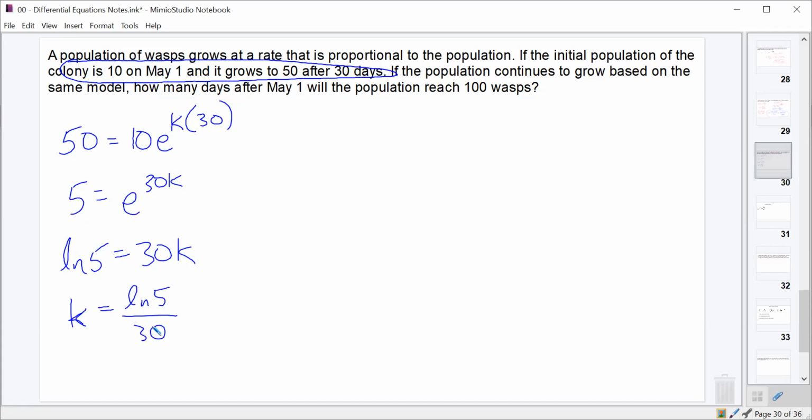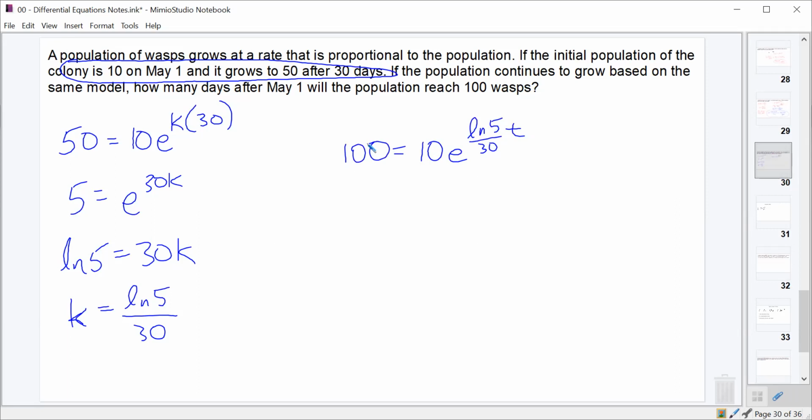So now that we have the value of k, we should be able to go in and determine how many days after May 1st the population reaches 100 wasps. And so since we're talking about how many days after May 1st, we'll start with our initial population of 10 that we had on May 1st. And since we now know the value of k, we'll put that in. 10e to the natural log 5 over 30 times t. And our final number of wasps that we're looking for should be 100. So we'll put 100 on the other side. Now we're just solving for t.